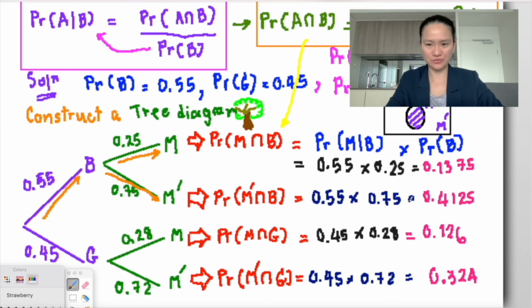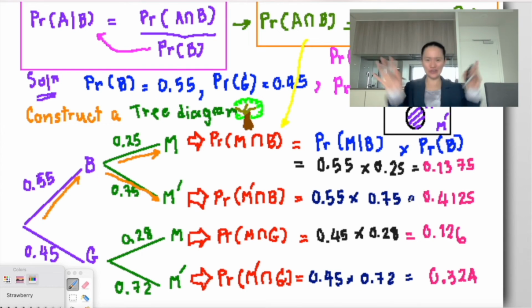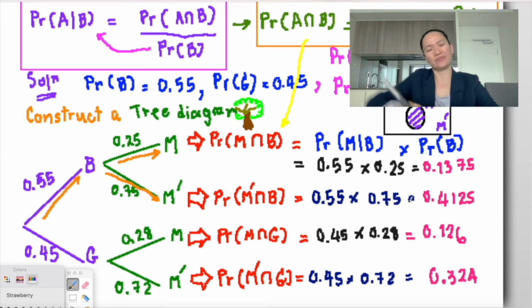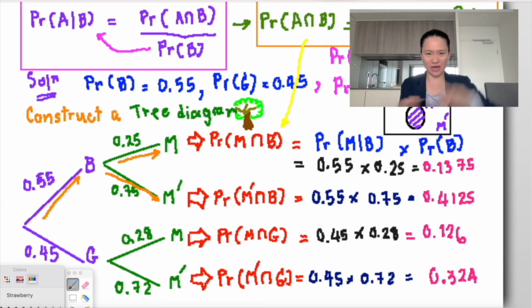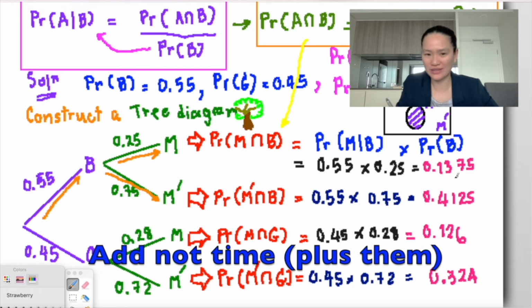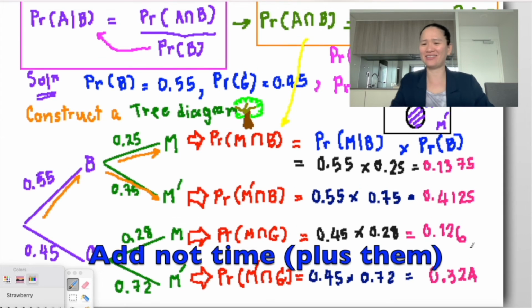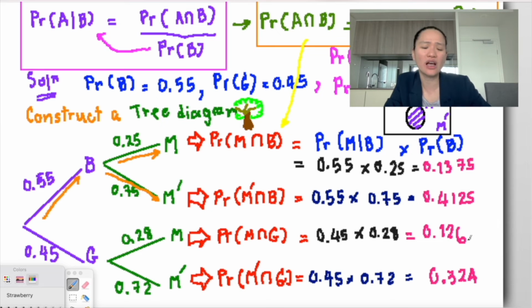Okay guys, I would like to do something a little bit tricky for us, and we're going to double check the answer. I know that the probability of the whole of everything together equals 1. So what does it mean? If I would like to double check, I add all of these probabilities together, and let's see whether it equals 1 or not.